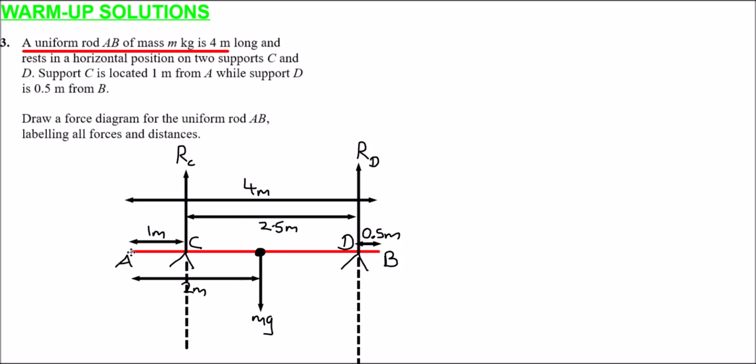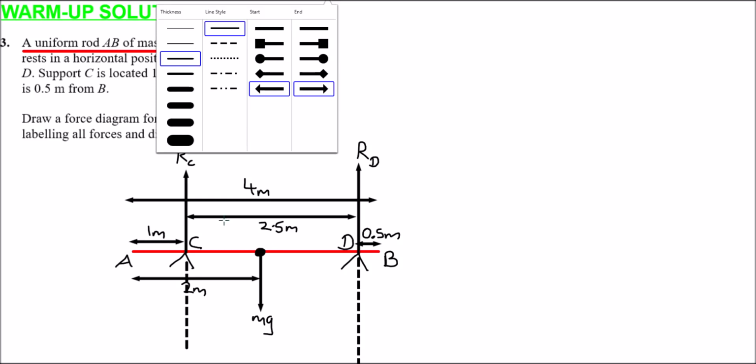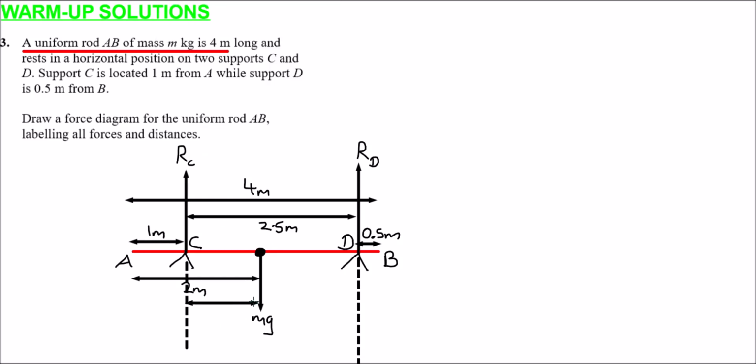So the centre of mass, because the rod's uniform, will be acting in the middle of the rod. So from A to mg is 2 metres. That's 1 metre already, and so from C to mg, that's just going to be 1 metre. And at the other end here, from B to D is 0.5 metres, and so I know therefore that from mg to the other end, which is D, is going to be the other 1.5 metres.